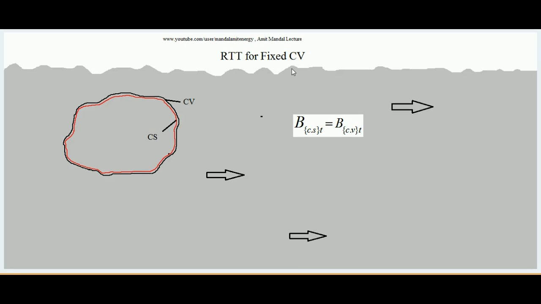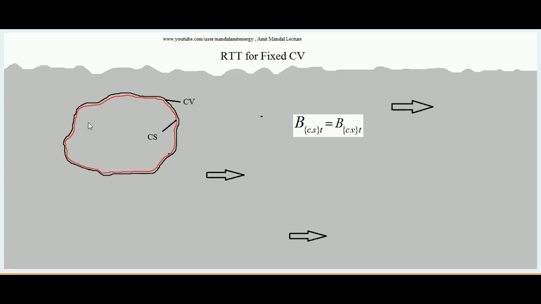Okay, now we are going to derive the Reynolds transport theorem, RTT, for a fixed control volume. We know what a fixed control volume is, which doesn't change its position with respect to time. Now I am taking a case, suppose there is a river, an open channel, in which water is flowing, and I am considering a fixed control volume, CV. This black colored outline is showing the fixed control volume inside this moving water system.